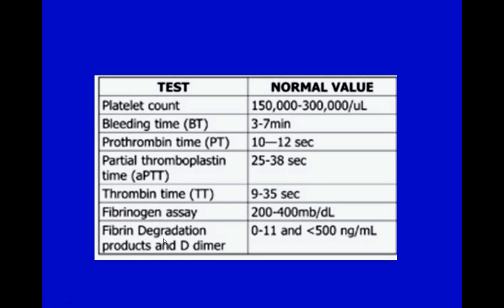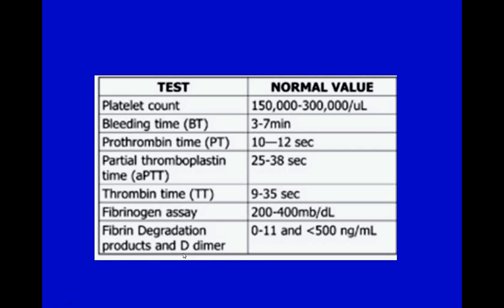Fibrin degradation products. So FDP, or we could do a D-dimer. These are two different tests. When you have clots that are breaking down, they release these substances. So these things tell us, just like the name sounds, when you degrade something, you break it down or you tear it down. Fibrin is the clot. We're tearing down the clots.